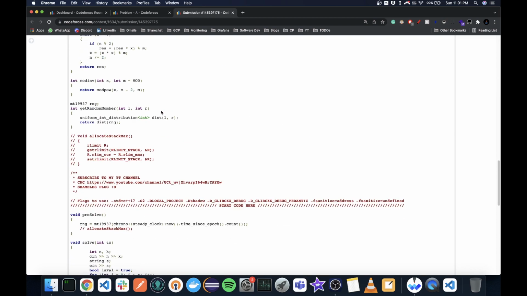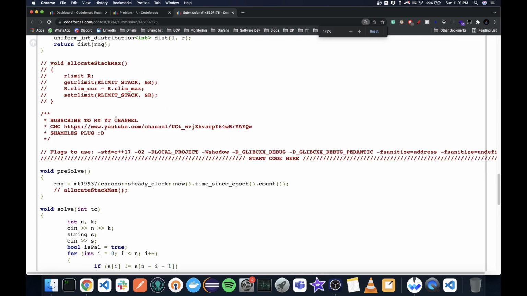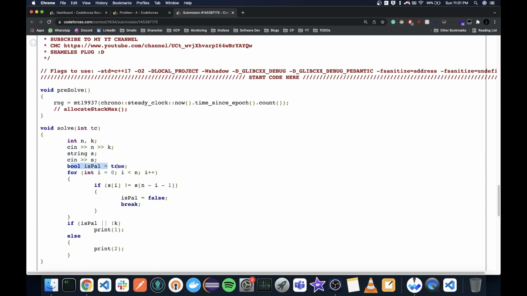It is extremely simple. What we do is take input, check for palindrome. If it is a palindrome or k is 0, then answer is 1. Otherwise it is not a palindrome and k is greater than 0, so print 2.